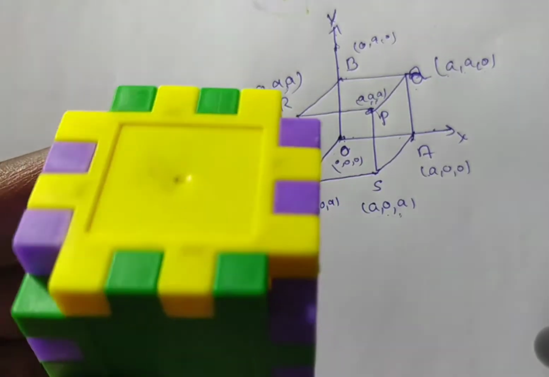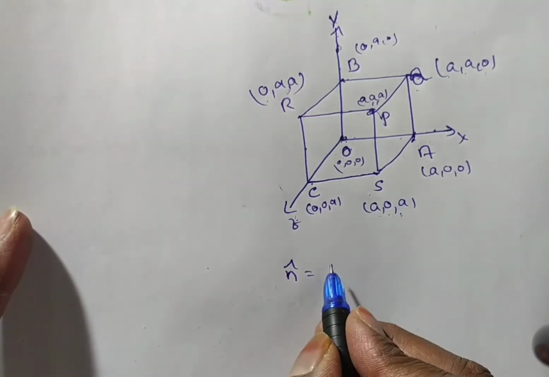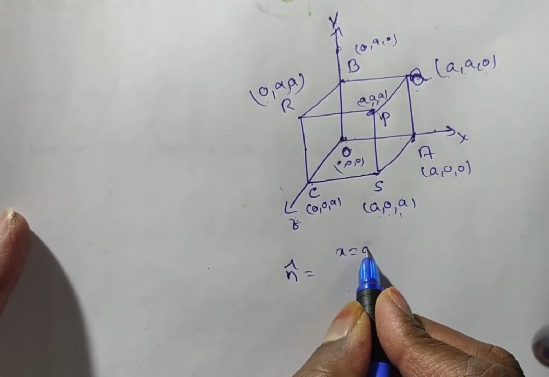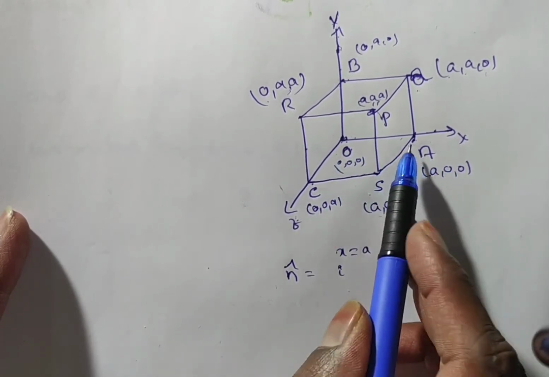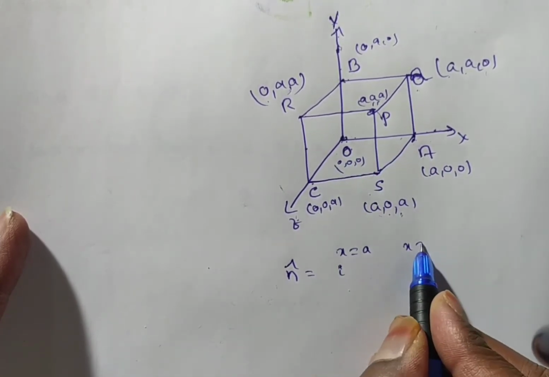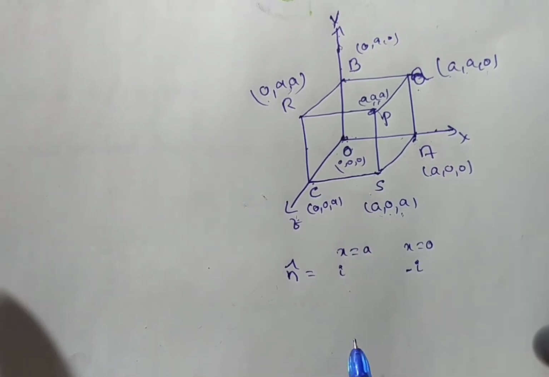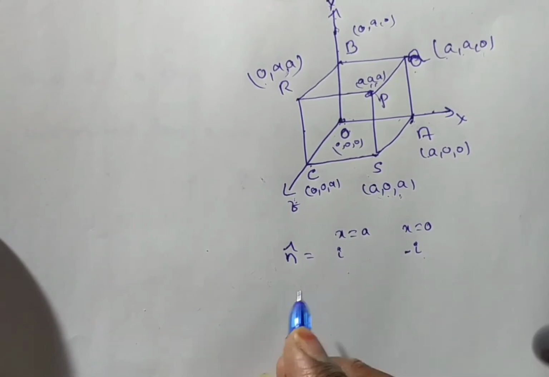Total how many surfaces are there? 6 surfaces. So here n bar along the x-axis at x equal to a is i, in the positive direction. At the origin, what is the x value? 0. So in this case n bar will be minus i. It is negative, that is why you have to take the opposite direction.